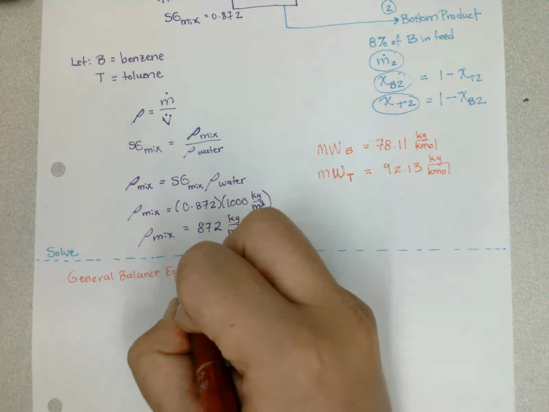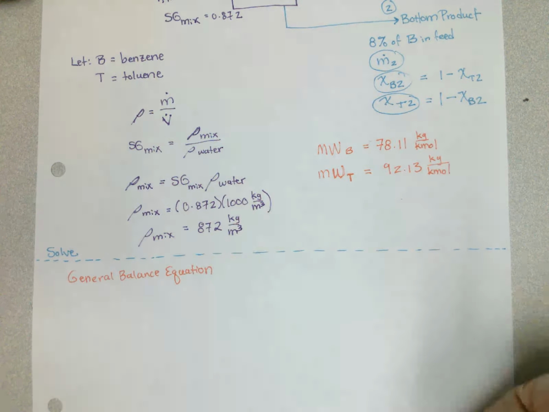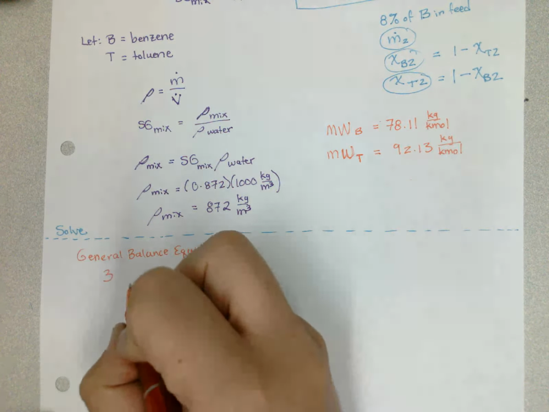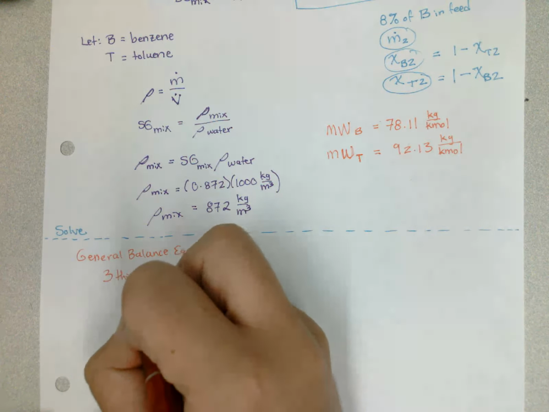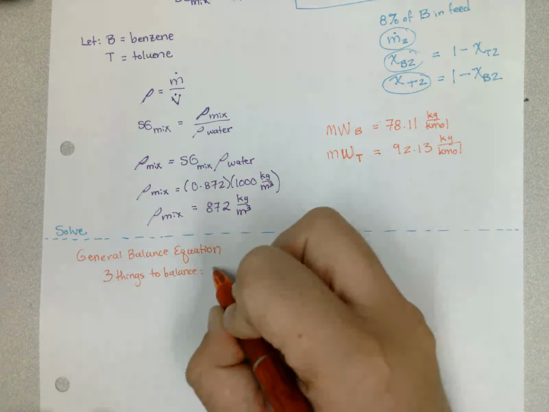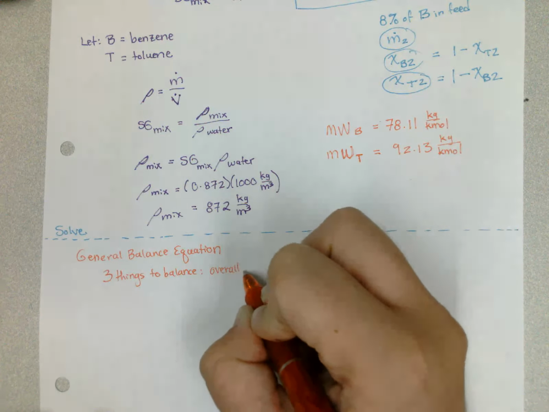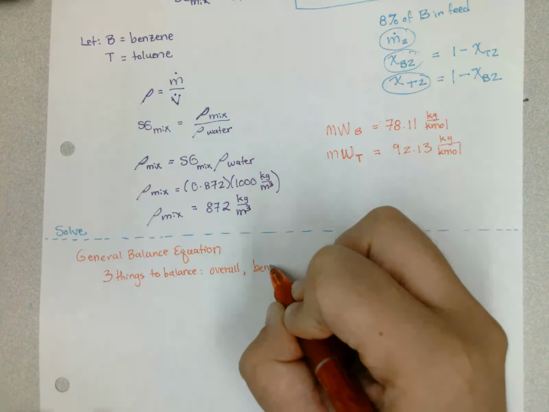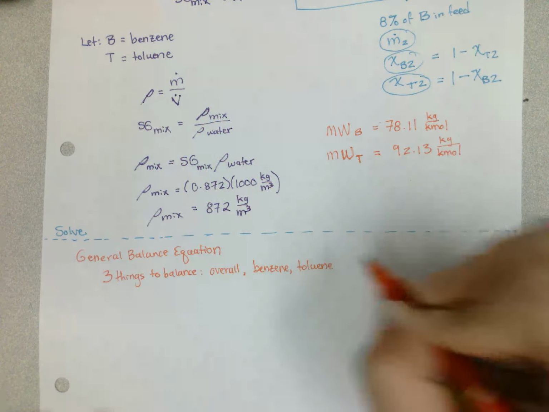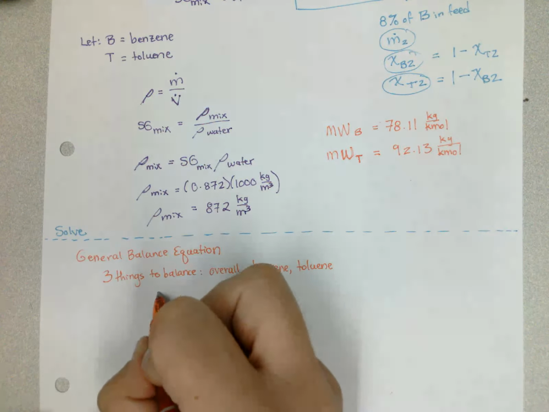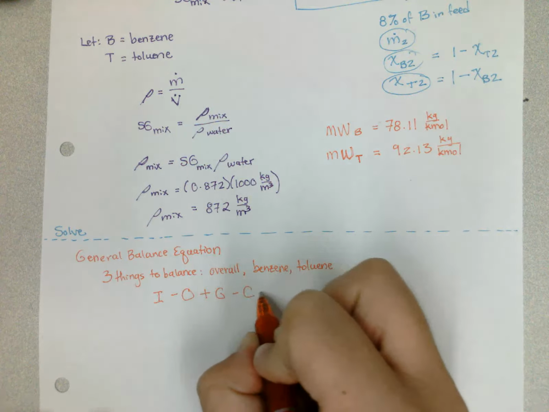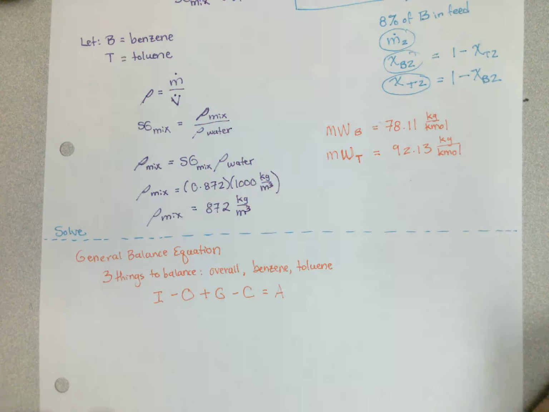So the second thing that we should do is write the general balance equation and take a look at the overall system and our species. So real quick, let's do that. Let's say we have three things to balance. We can balance the overall system. We can balance benzene. And we can balance toluene. So let's write the general balance equation. Input minus output plus generation minus consumption equals accumulation.